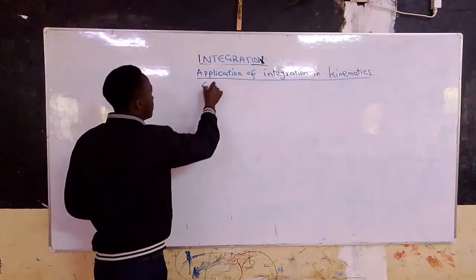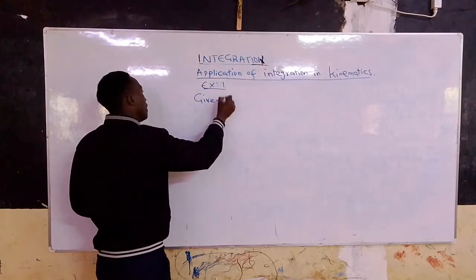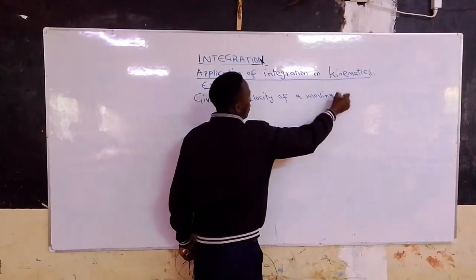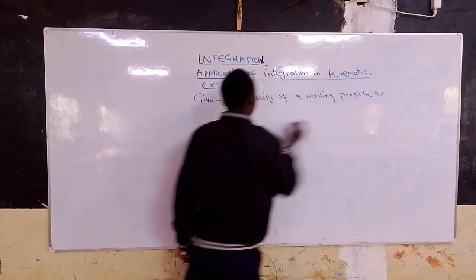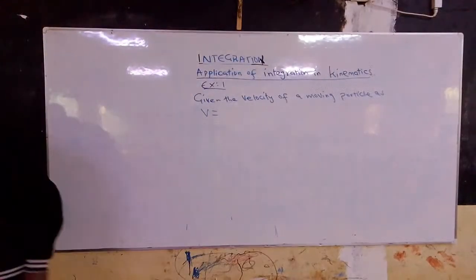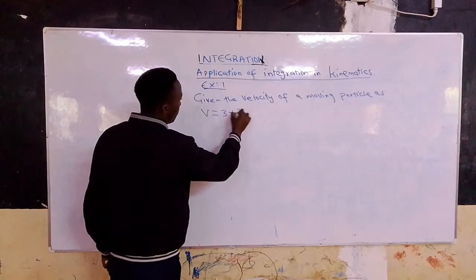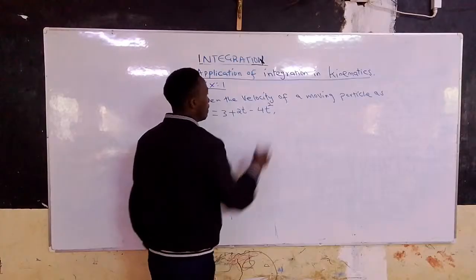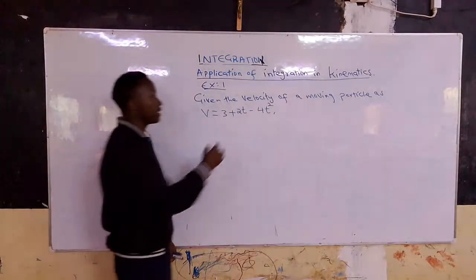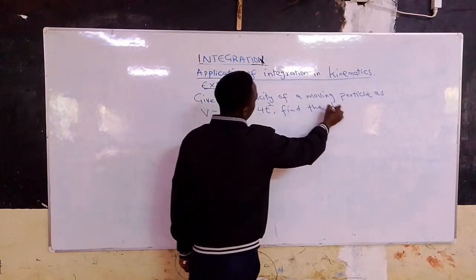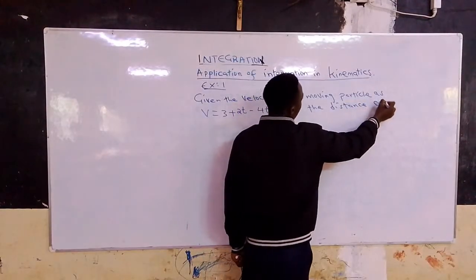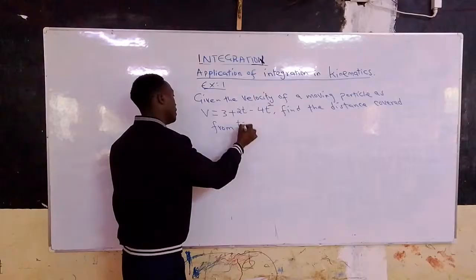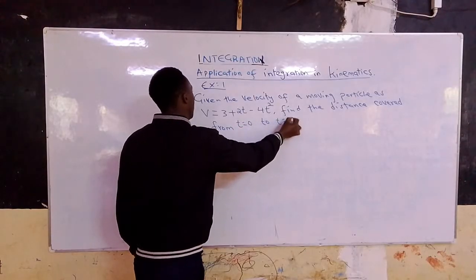So we might have our first example. Given the velocity of a moving particle as v is equal to 3 plus 2t minus 4t squared, find the distance covered from t is equal to 0 to t is equal to 8.